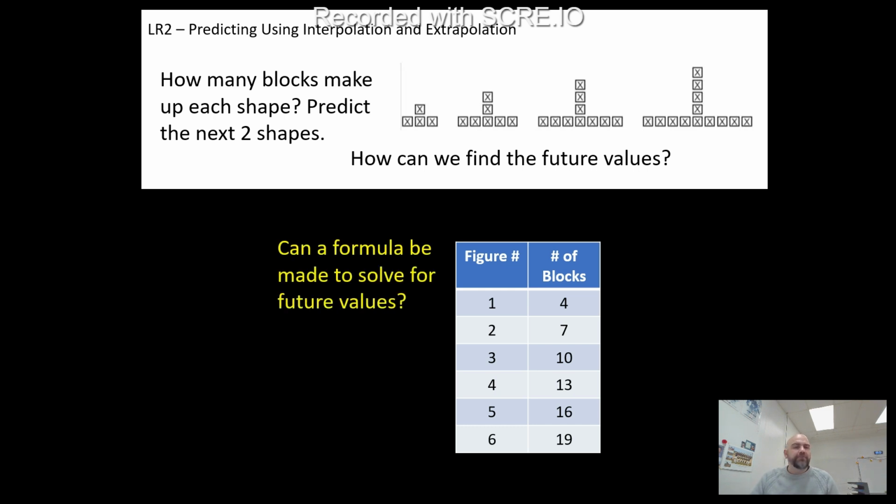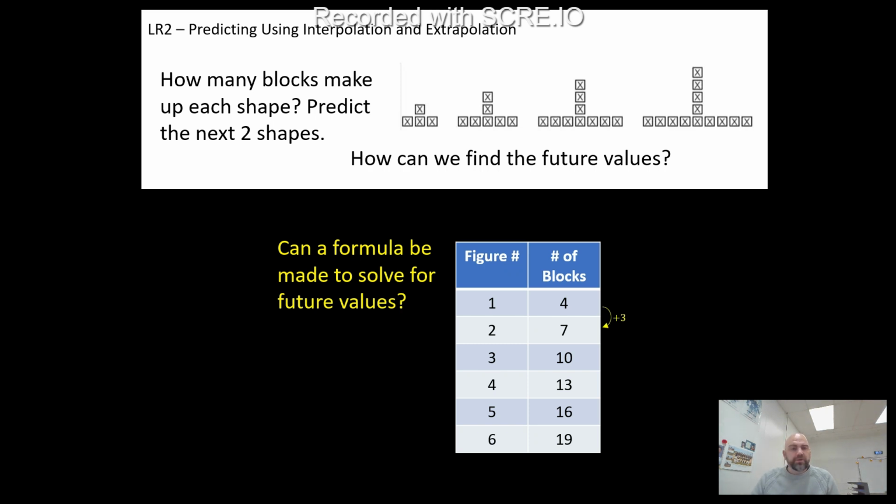We can create a formula to solve for future values. So we can create a formula where we plug in the figure number, 5, 10, 20, 100, and it will tell us how many blocks are in that shape. Okay? It's again, looking at a pattern and how do we extrapolate that pattern.